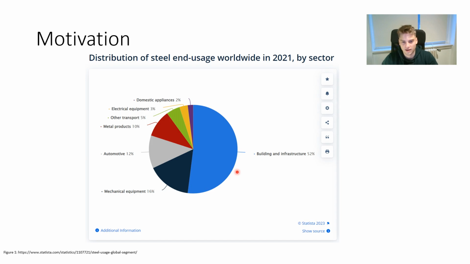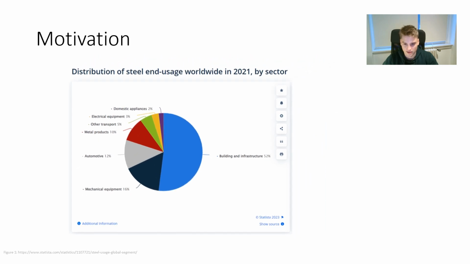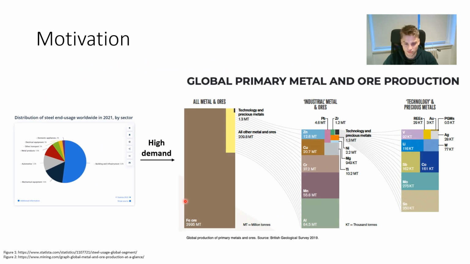As always, starting off with a short motivation. Steel and iron is nearly everywhere. We have it mostly in the building and infrastructure, but also mechanical equipment, automotive, metal products, electrical equipment, and so on. This high demand of steel has as consequence that steel is the most produced metal in the world. We can see here that iron ore is by far the largest mined metal in comparison to all the other metals.